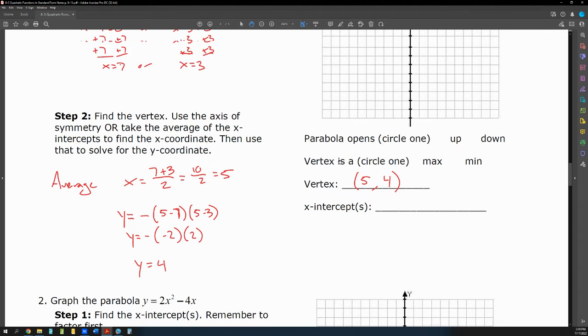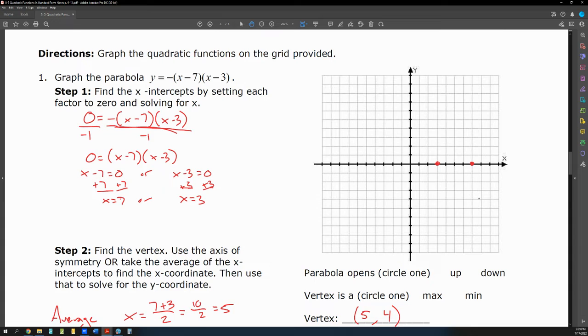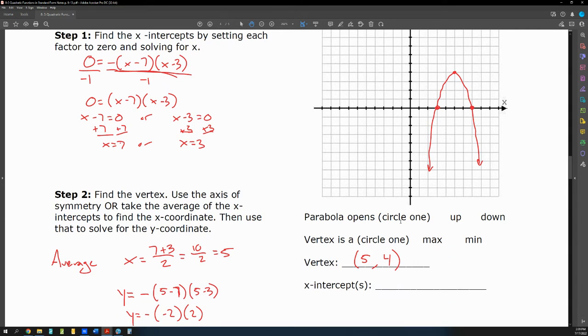So now we can go ahead and plot that point, our vertex. So 5, 4 is right here. We can go ahead and graph the parabola. Don't forget to extend your lines and draw those arrowheads. Okay. This parabola opens downward, where the vertex is a maximum. The x-intercepts we found to be 3, 0 and 7, 0.